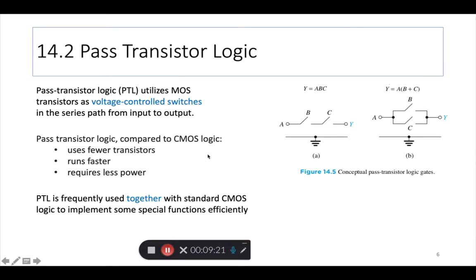So instead of always relying on CMOS all the time, in certain applications where you require just switches to be made available between the input and the output, it's possible to use what is called pass transistor logic, or PTL. So here are some examples, right? Y is A and B and C. It's a logic AND gate here. Y is A and B and C.